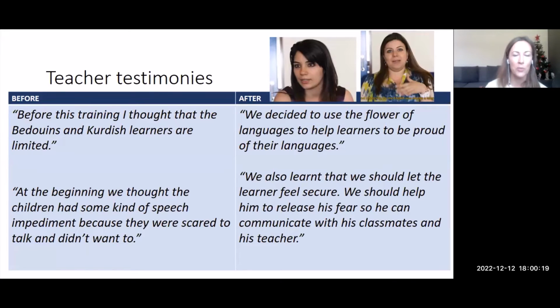And again, at the beginning, one teacher thought the children had a speech impediment. She thought there was something wrong because they weren't able to speak in English. But actually they learned they need to make learners feel secure and not afraid, and that they are able to communicate with classmates and teachers. So I think these speak for themselves, quite powerful quotes from the teachers there.